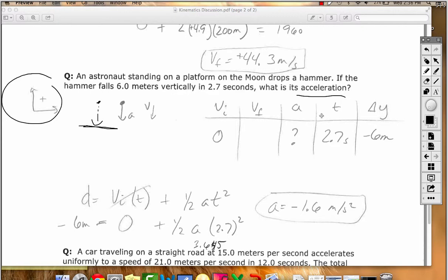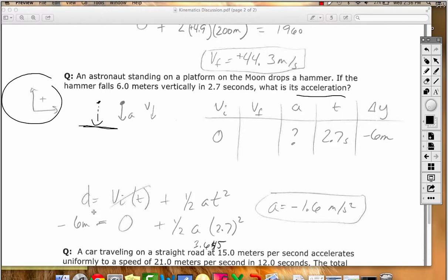They're actually asking, what is the acceleration? So I wrote down the 5 kinematic variables. My initial velocity is 0. My acceleration, I don't know. The v final, they don't ask for and they don't give me, so it's kind of like the unnecessary variable that I don't really need. The time is 2.7 seconds, and my delta y, or the displacement of this hammer, is -6. And you may say, why negative? Well, because it started up at a high point and then it fell down, so it'd be -6.